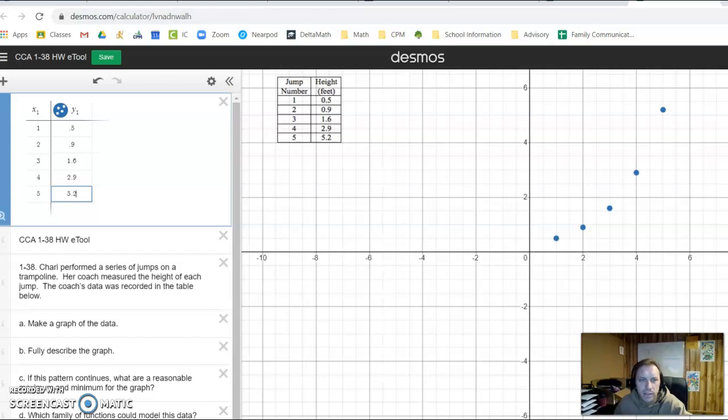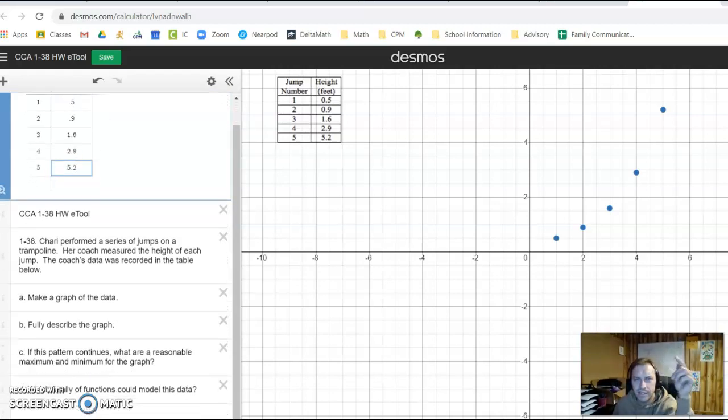So let's go back to these questions. It says Charlie performed a series of jumps on a trampoline. Her coach measured the height of each jump. All right, so jump 1 was 0.5, then 0.9, then 1.6 feet, then 2.9, then got way up there with 5.2. So if you imagine jumping on a trampoline, it slowly gets taller and taller. All right, so we have the graph. I would say it is a graph that's going to have a curve that slopes up.